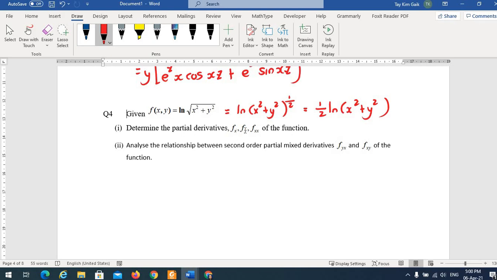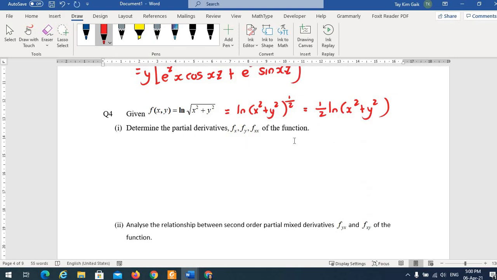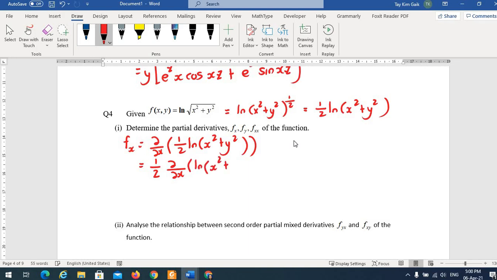Then find fx, fy, fxx. Get the fx, which is actually del x of f, where f is half ln of x squared plus y squared. The half is constant and factors out, so it's only half del x of ln of x squared plus y squared.